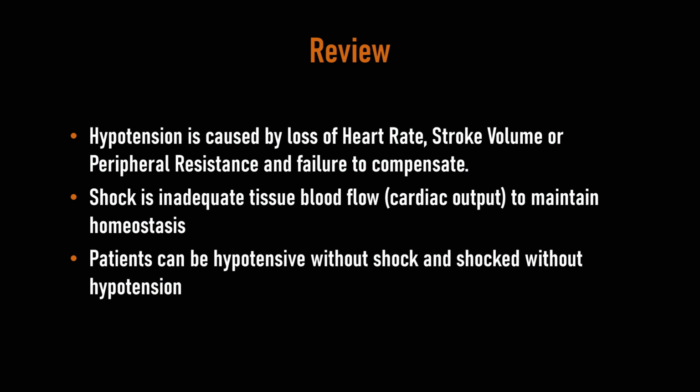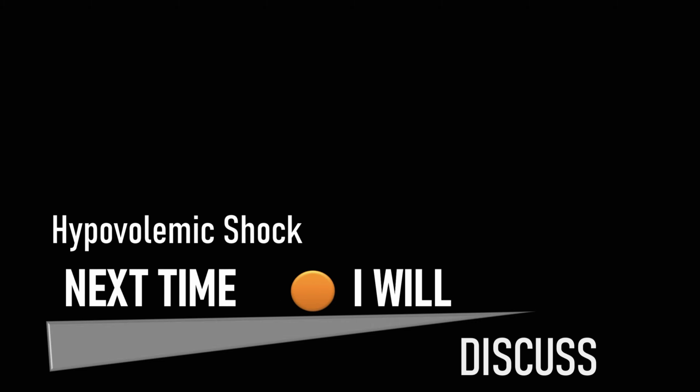Let's review this tutorial. Hypotension is caused by loss of heart rate, stroke volume, or peripheral resistance and failure for the others to compensate. Shock is inadequate tissue blood flow or cardiac output to maintain homeostasis. You don't have to be hypotensive to be shocked, and not all hypotensive patients are shocked. In the next few tutorials, I'm going to look at the different causes of shock because I think these are really important topics to understand in critical care.